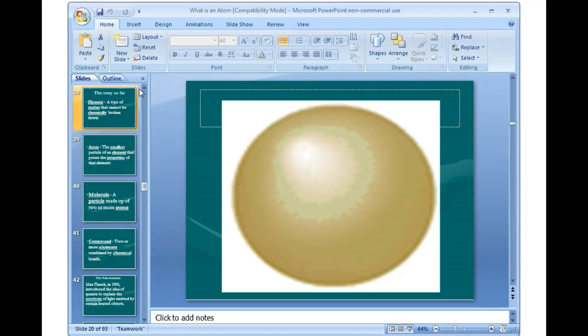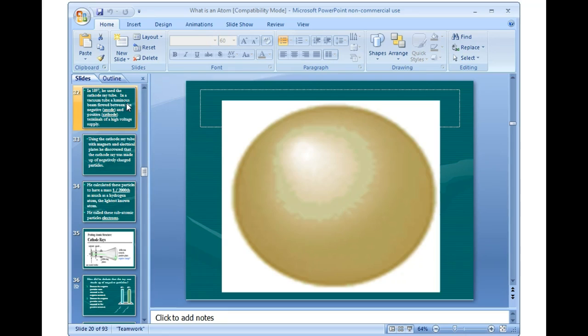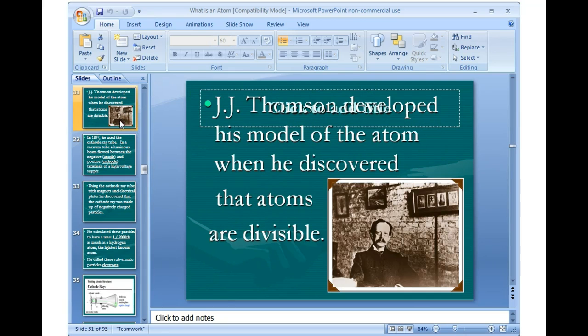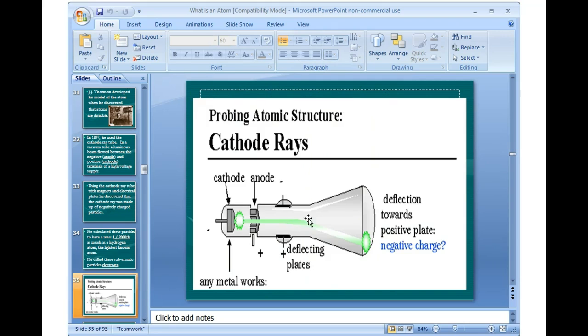Oh, I just barely went past it. Okay. Oh, one more. J.J. Thompson developed his model of the atom when he discovered that atoms are divisible. Alright, so there's a big jump. He used the cathode ray tube and used that to excite the atom, to get electrons to come off. He didn't know they were electrons yet, but he shot these things through a beam and they were deflected. That's what this picture is talking about. You can see the deflection area right here.